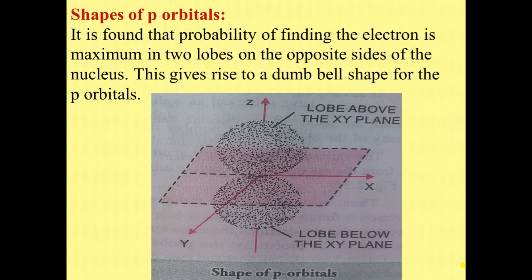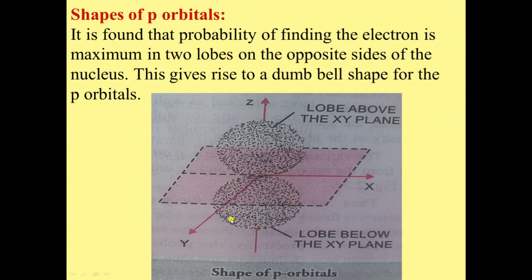Now next is the shape of p orbitals. It is found that the probability of finding the electron is maximum in two lobes on opposite sides of the nucleus, and this gives rise to a dumbbell shape for the p orbital. So the p orbital has a dumbbell shape, and the dumbbell shape looks like this. These are the two lobes. This one is the first lobe and this one is the second lobe.